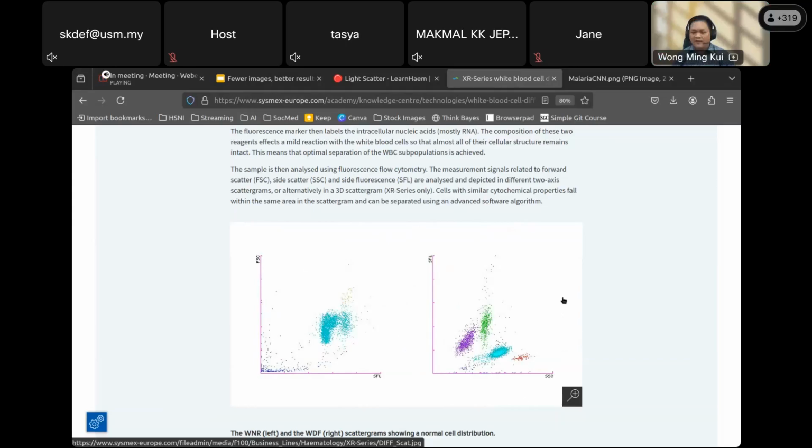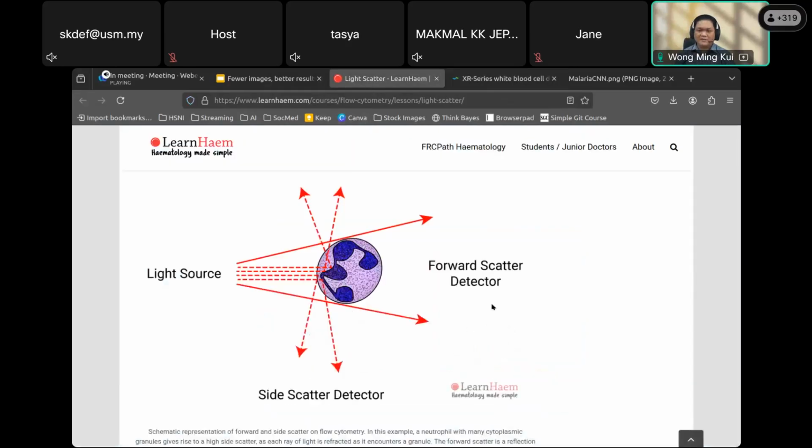But actually, the machine that I use is the 6Mac SN1000. It actually produces a few scattergrams. What are scattergrams? The data for scattergrams comes from this, the flow cytometry.